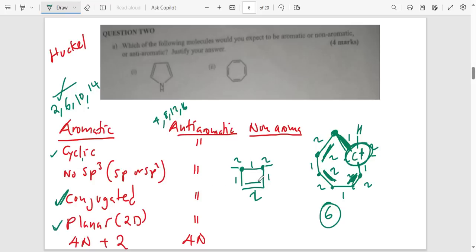Does it obey Hückel's rule? We only have this one bond here, right? That means it obeys Hückel's rule. You can see one bond means 2 pi electrons, and it's also cyclic.